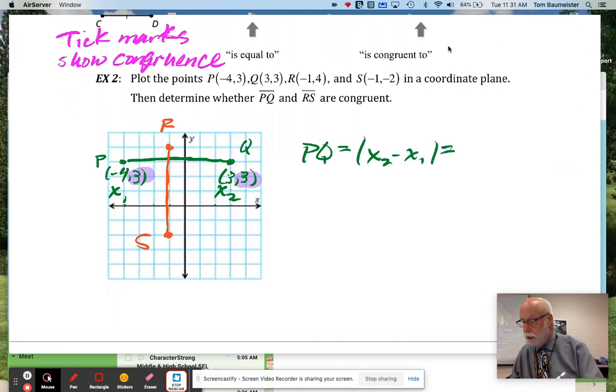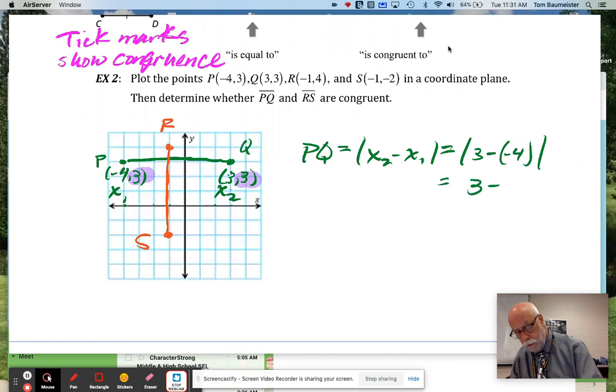And in here it's going to tell us x2 is 3 minus a -4. All right, so again, I'm going to have a negative times a negative, which becomes a positive. So that tells us we're going to have it equal to 3 plus 4. And that will give us 7.